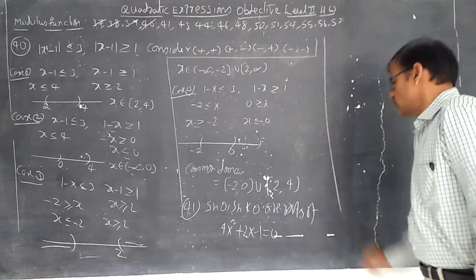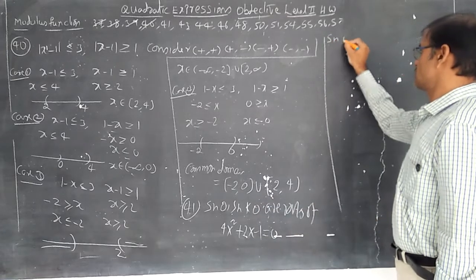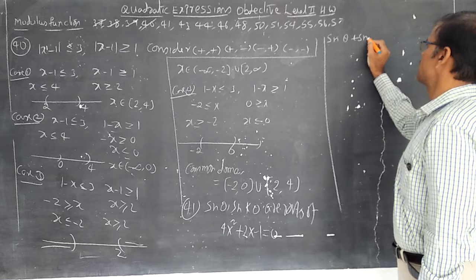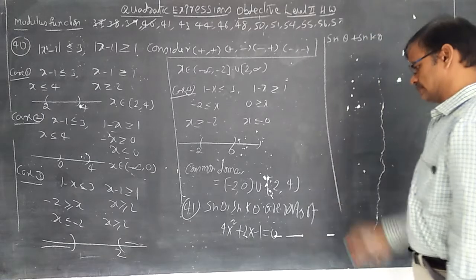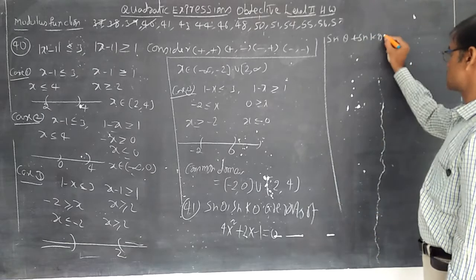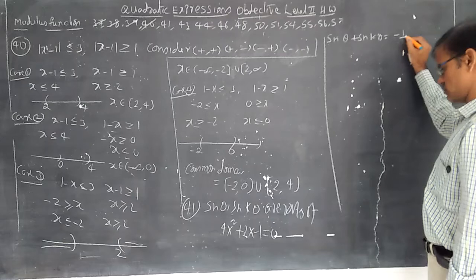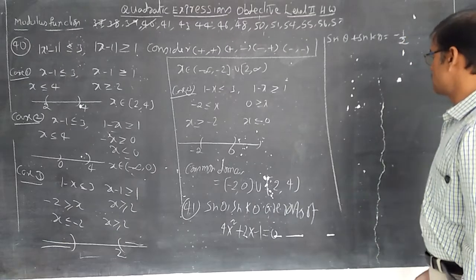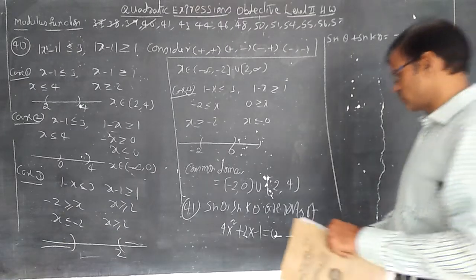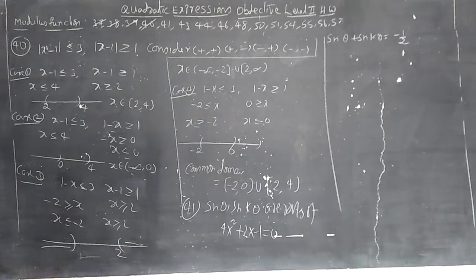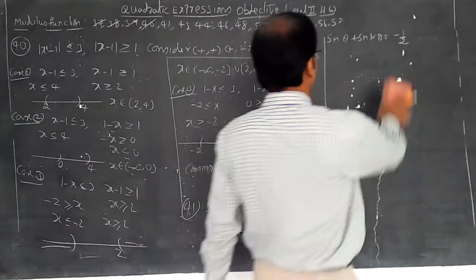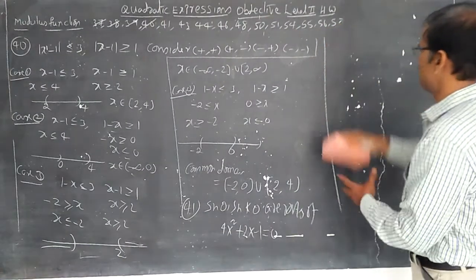So what is the value of k? He is asking. Sin theta plus sin theta. Let us discuss: sin theta plus sin theta is minus 1 by 2 and sin theta into sin theta is 1 by 4. It is not possible. It is not the correct way. So the proper way we can discuss the value.